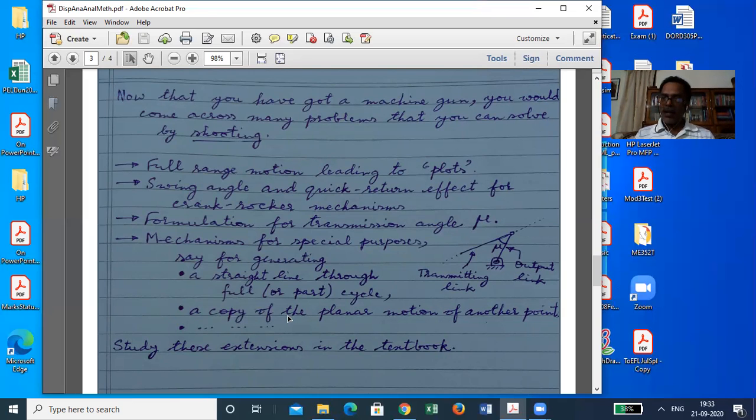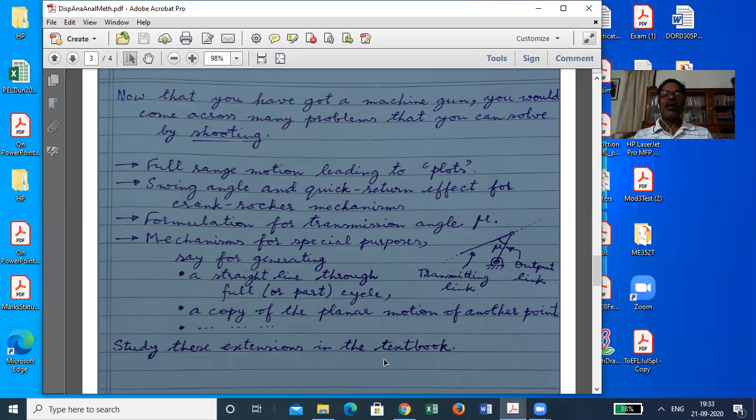So that has certain applications. Such special purpose mechanisms you can develop through the use of these analytical tools. Of course, that design part of it is to an extent in the realm of synthesis. Right now we are doing analysis, but analysis is typically useful in the business of synthesis. Quite a few of these things have been nicely elaborated in the textbook, and I leave it for you to study these extensions in the textbook. Right now, we will do something else.